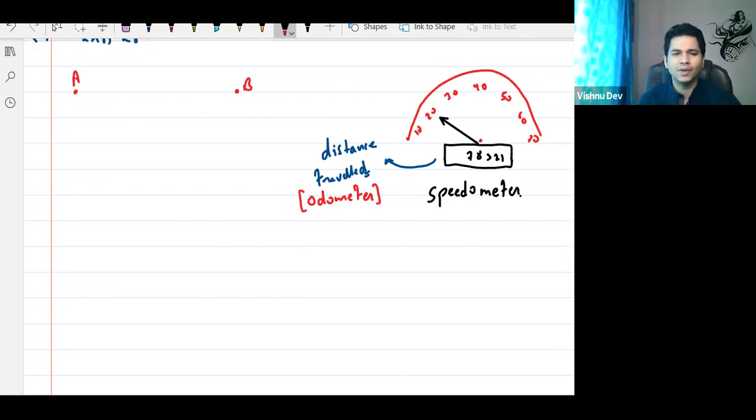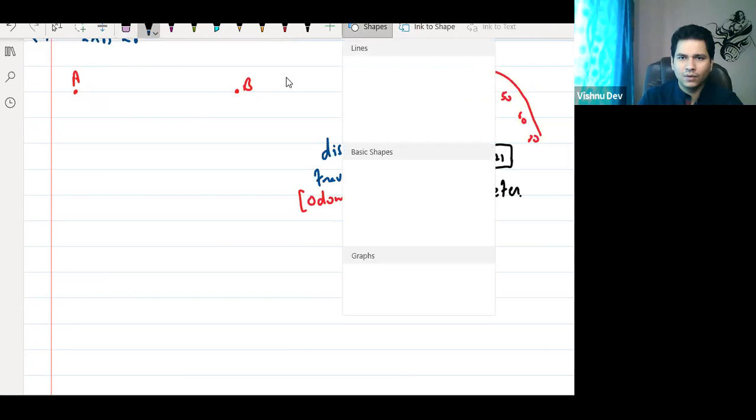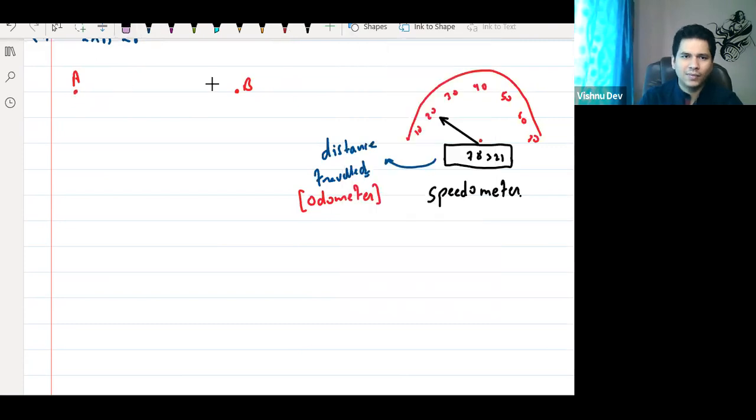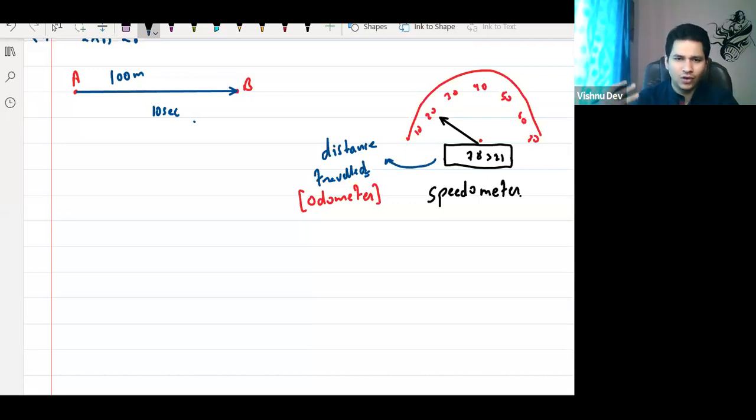ठीक है? Now, suppose A से B तक एक आदमी गया. Suppose Madhava ran from A to B. The distance was, suppose, 100 meters, and he took 10 seconds. ठीक है, समझो एक बार. Everyone think about it, right?